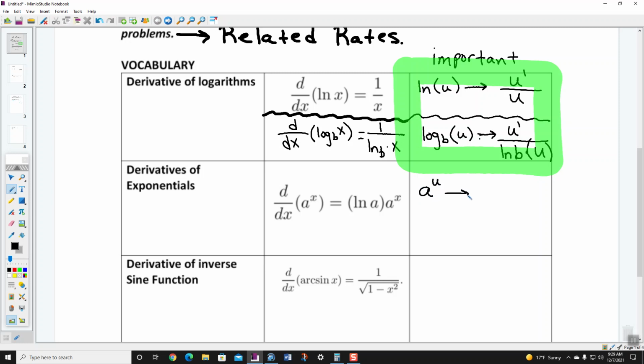The derivative of a to the u becomes the following. It's u prime times the natural log of a times your function u. And we'll look at some examples that involve that. But again, that's going to be your general shortcut right there.